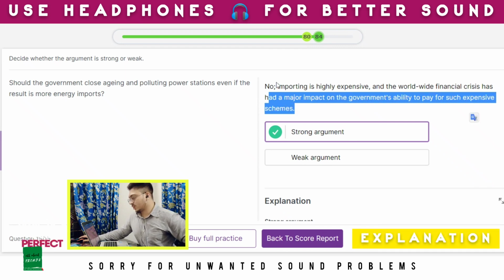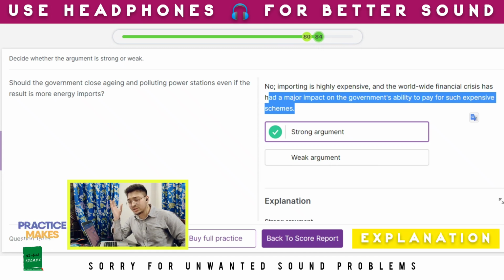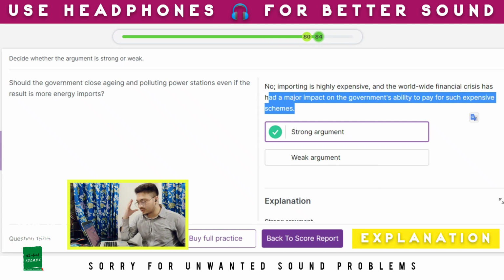The question asks whether the government should close the power stations because they should think about going green, or import energy, or use some other renewable resources. So there is a strong argument: the government should not do so.